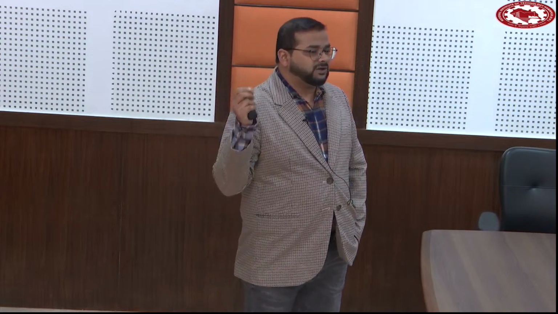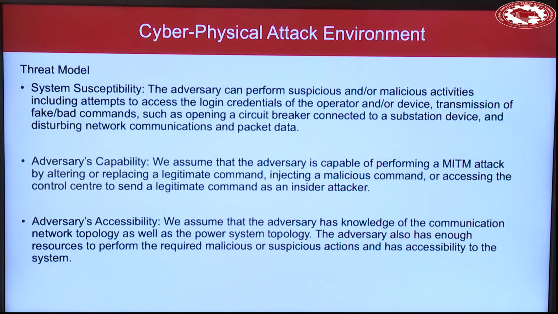So it's extremely important to understand the attacker's capability. What is the environment you have considered for the attack? It's not just the type of attack, but the environment and capabilities that are really important. And when we say attacker's accessibility, we assume that the adversary has knowledge of the communication network topology, what devices I might have, and the way they are connected in the network, as well as the power system topology. The adversary also has enough resources to perform the required malicious actions and has accessibility to the system. So we are assuming that the attacker might have a lot of accessibility information.